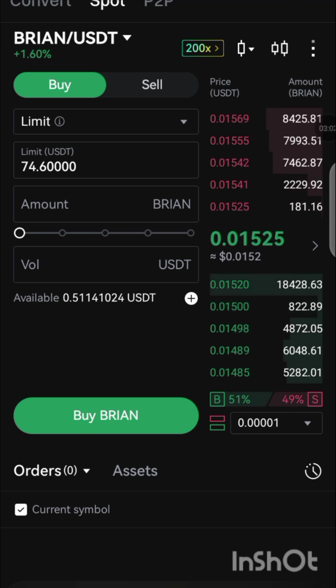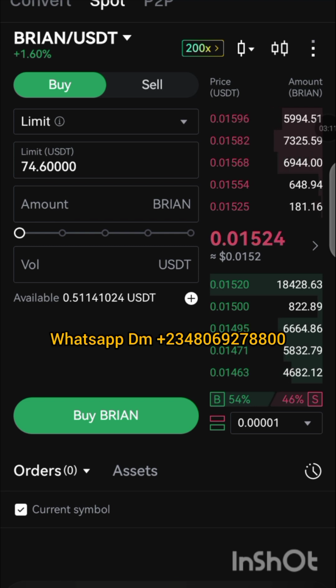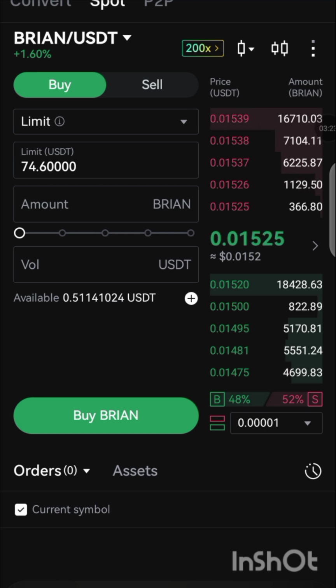If you take a look at this particular coin here, this brand, brand slash USDT costs 0.015, that's 1 cent 5. So this particular exchange is selling it at 0.015. We're going to be buying this coin, but before we buy it, remember, I'm not a financial advisor. What I'm sharing with you here is for educational purposes, and if you understand it properly, you will really be making profit from it.